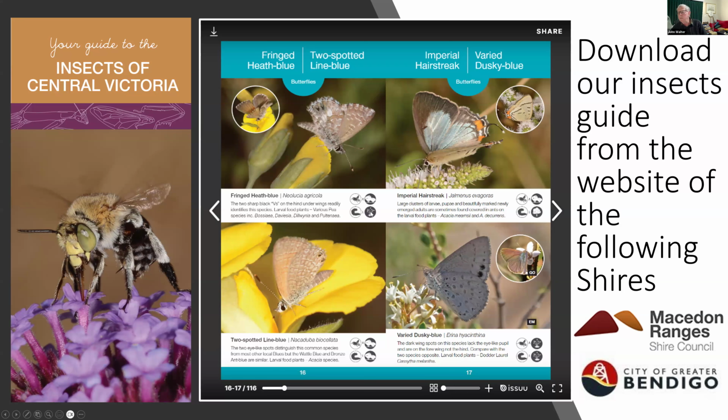Many of you may already have seen or got copies of this. If you don't, it is available from most of the local shires. You can also download it as a PDF from both Macedon and the City of Greater Bendigo.